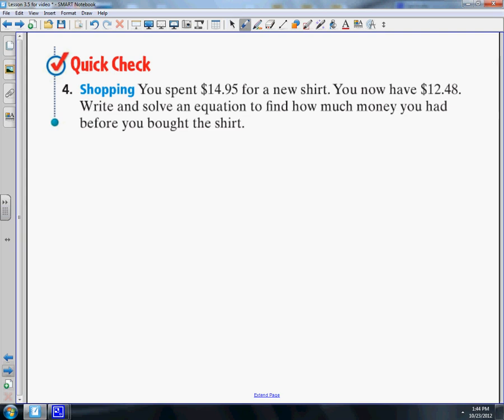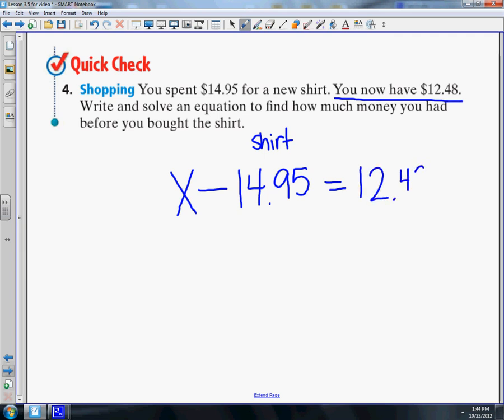Okay. So I had some money. I don't know how much I had though. So that's my x. I don't know how much I had. And then I spent $14.95 on the shirt. So I had money in my pocket, I spent $14.95, and then you now have $12.48. So now I'm left with $12.48 in my pocket. So to solve this, you're going to add 14.95 to both sides. And then you'll get how much you had.